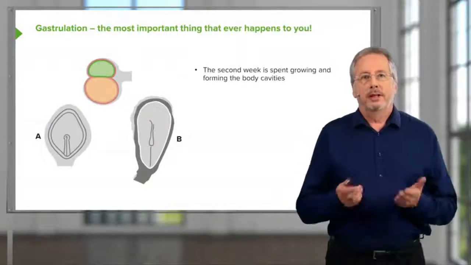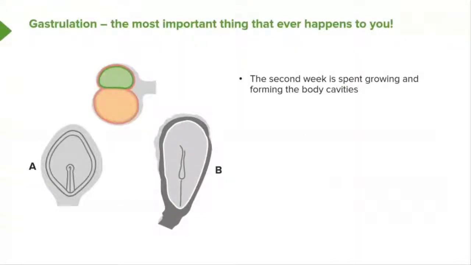So, first of all, gastrulation. If we look at the embryos at the moment, we're studying the 2nd week after fertilization. And we have formation of the body cavities. So the upper cavity in green is the amniotic cavity, and the lower cavity in yellow is the yolk sac.